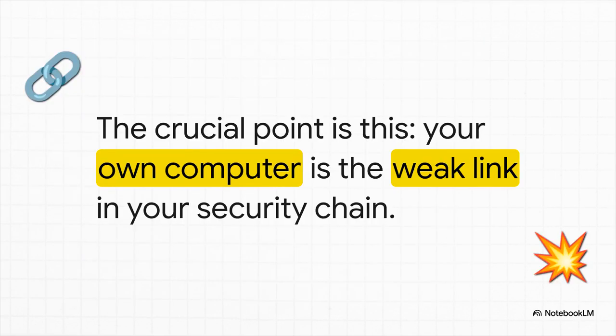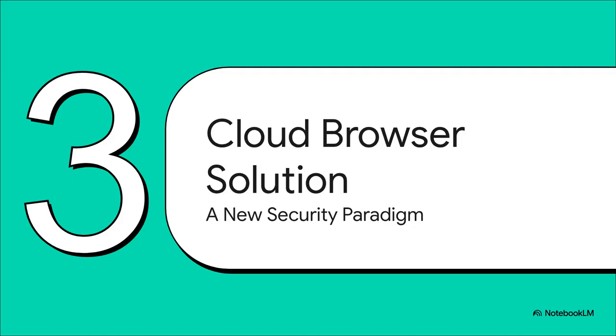And this is the absolute key takeaway here. All of this, the tracking, the potential for malware, the local traces, it's all happening on your computer. Your machine itself is the weak link. It's the point of failure. So if your computer is the problem, well, the solution can't really involve your computer, can it? And that brings us to a totally different way to think about browsing safely.